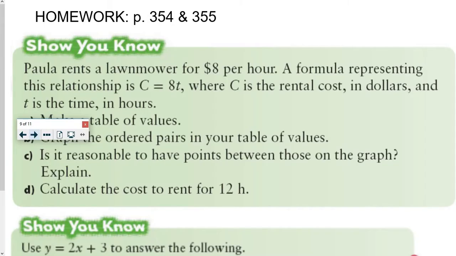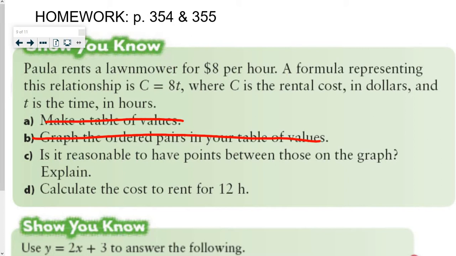So when we go back to this homework, again, pause this, try this, don't just listen to me. Paula rents a lawnmower for $8 per hour. A formula representing this relationship is C equals 8t, where C is the rental cost in dollars and t is the time in hours. Make a table of values. I'm not going to make a table, and I'm not going to graph, but you can do that. Is it reasonable to have points between those on the graph? Explain.